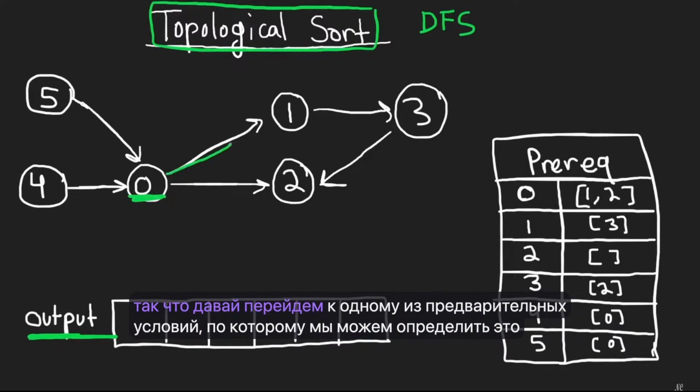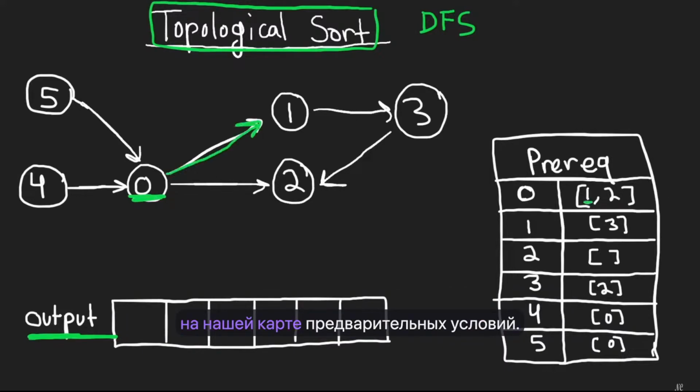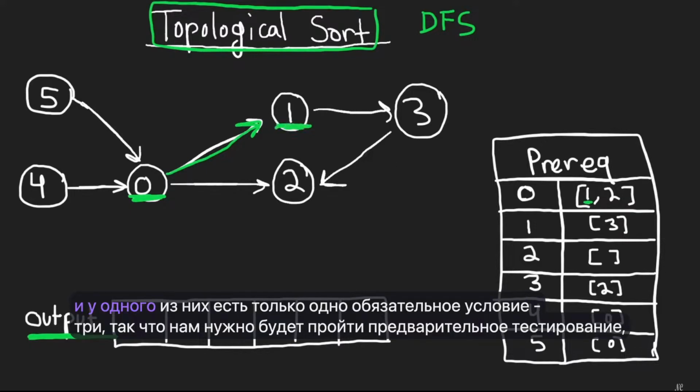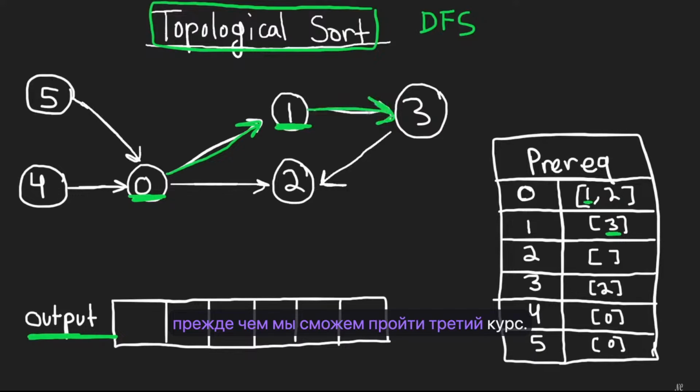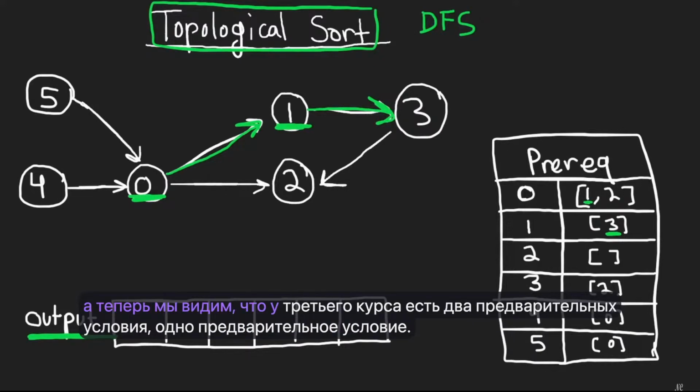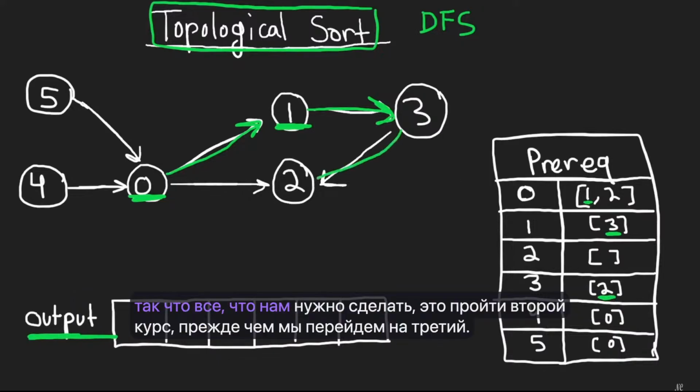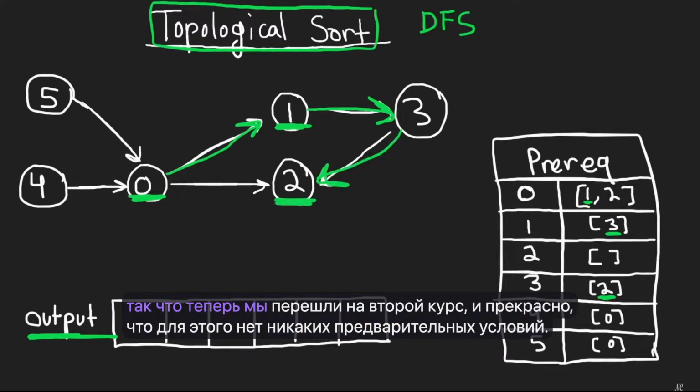So let's go to one of the prerequisites, by which we can tell from our prereq map. So we're going to be at node 1 right now. And 1 has a single prerequisite, 3. So we're going to need to take the prereq before we can take course 3. And now we see 3 has a prereq of 2, a single prereq. So all we have to do is take course 2 before we take 3. So now we are at course 2, and lovely that it does not have any prerequisites.